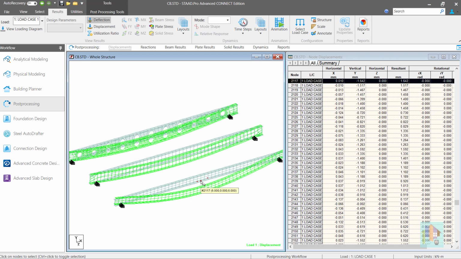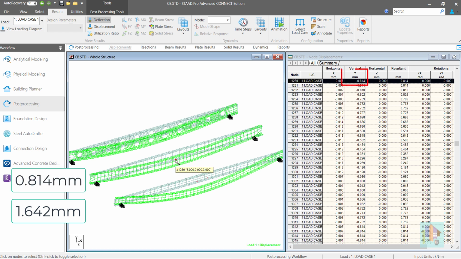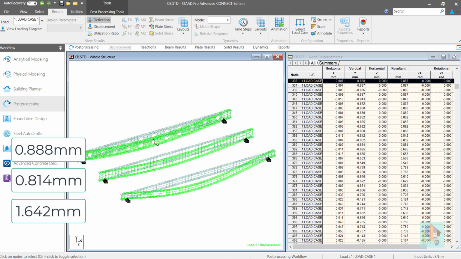Maximum midspan deflection in the vertical direction of the first section is 1.642 mm. Second section is 0.814 mm. And the cellular beam is 0.888 mm. Deflection of the cellular beam is considerably smaller than the initial 400 mm section, which is very logical. As we have increased the depth of the section, the deflection value is also reduced.